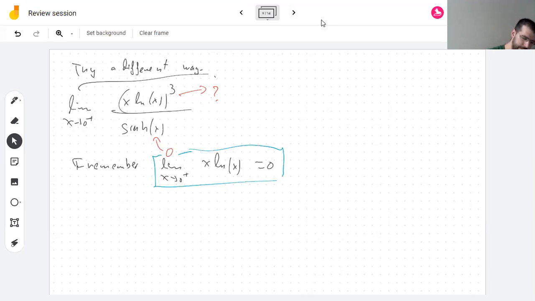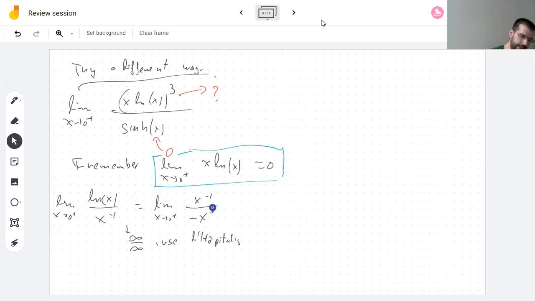But anyway, I can do this by L'Hopital's rule. The limit as x approaches zero of log of x divided by x inverse. So what you do is put the x inverse in the denominator. So this becomes infinity over infinity. And you use L'Hopital's rule. And when you take derivatives, this becomes very easy to do. This is x inverse divided by negative x to the negative 2, which is the limit of negative x, which is 0. So this is 0. So this is 0 divided by 0. So I can apply L'Hopital here.